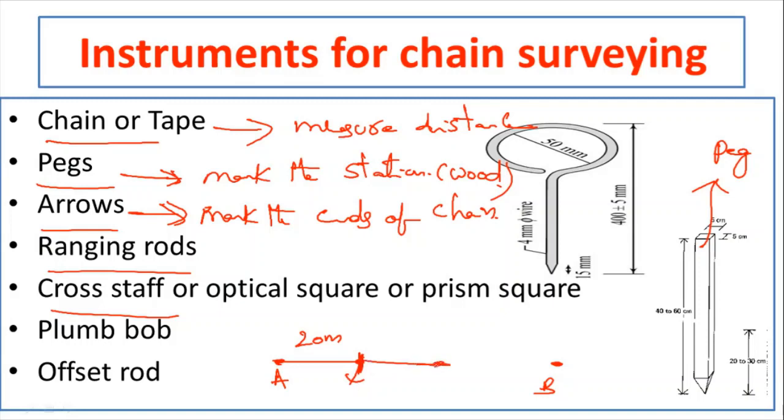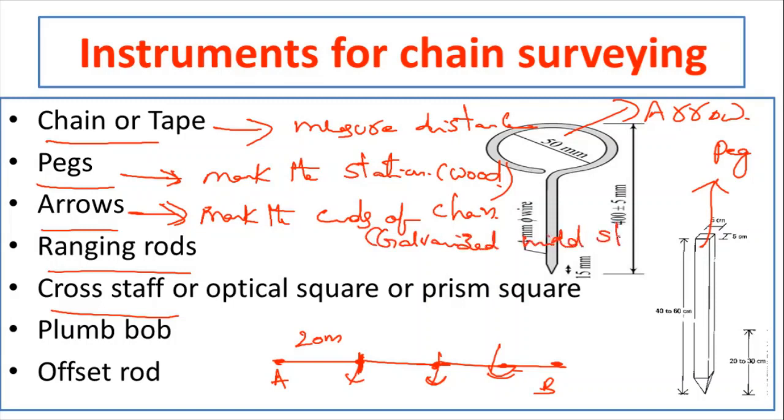Next you will keep the chain here. Wherever the chain ends, you have to keep another arrow here. Like this, we have to keep the arrows. So what is the purpose of an arrow? Arrow is used to mark the ends of the chain. These arrows are manufactured using galvanized mild steel.